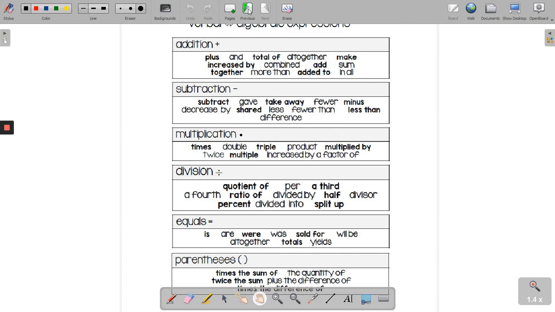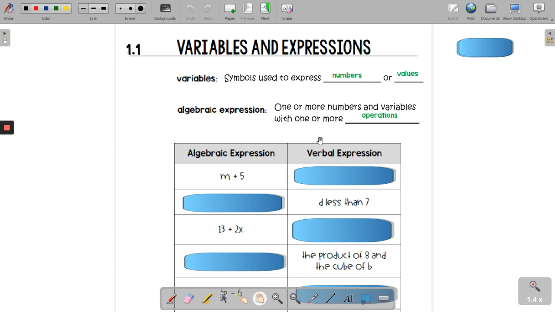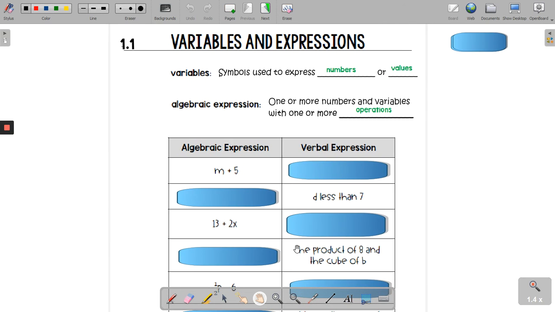So if we go back, we're going to be translating between an algebraic expression to a verbal expression, and then vice versa, a verbal expression to an algebraic expression. The first example, we have this algebraic expression. The operation here is plus, so we're going to be using the words for addition. One way to write it would be n increased by 5. There are different ways to do it, but this is one example.